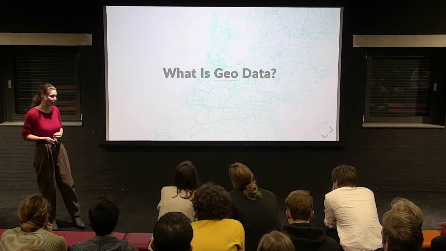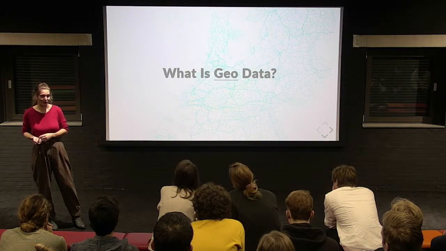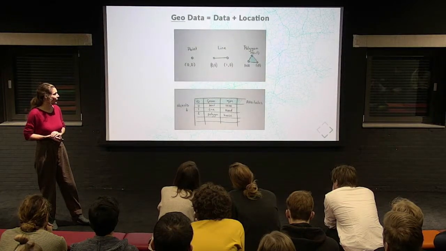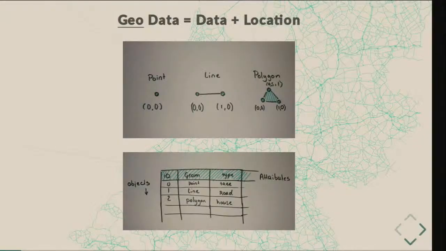What is geodata and what makes geodata different than other kind of data? Geodata is data with a location. It's quite obvious, but this is also the important part. Geodata, in the most simple form, can consist of points, lines, and polygons. So a point is just one point with coordinates, and then a line consists of multiple points which are connected, and a polygon consists of multiple lines, which consist of multiple points. This is what we call a feature.